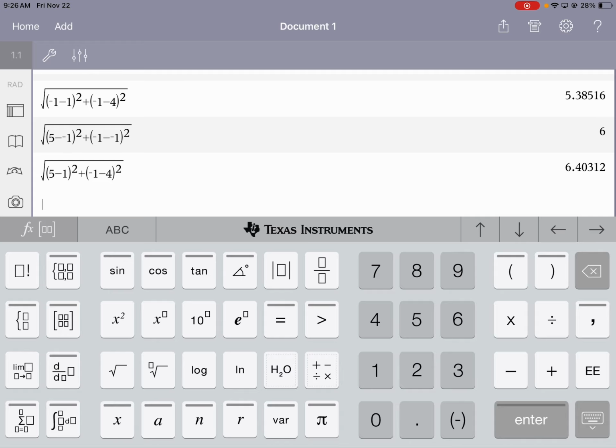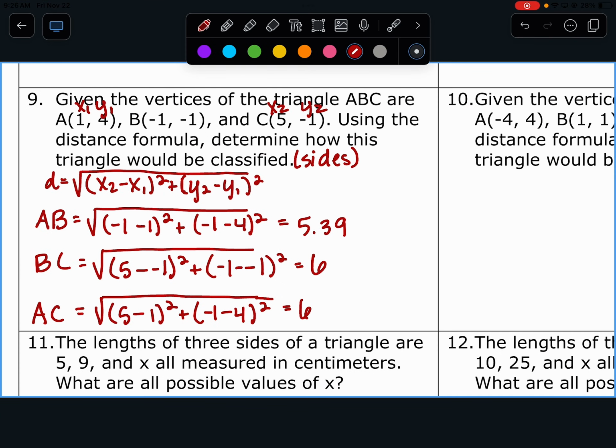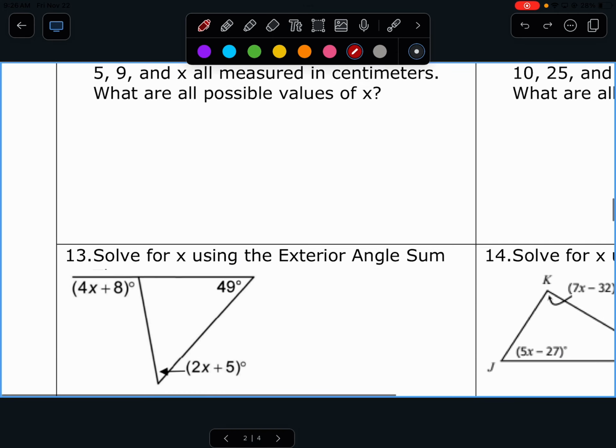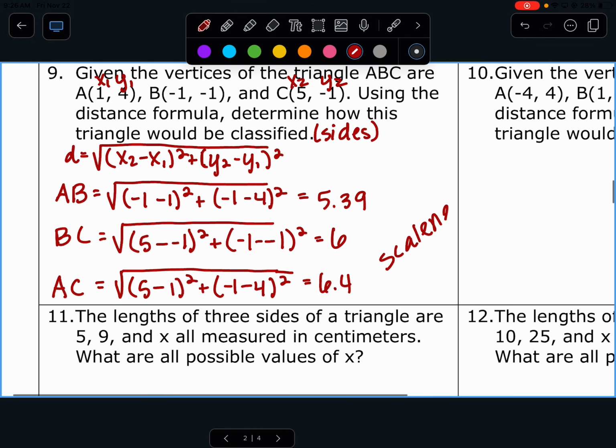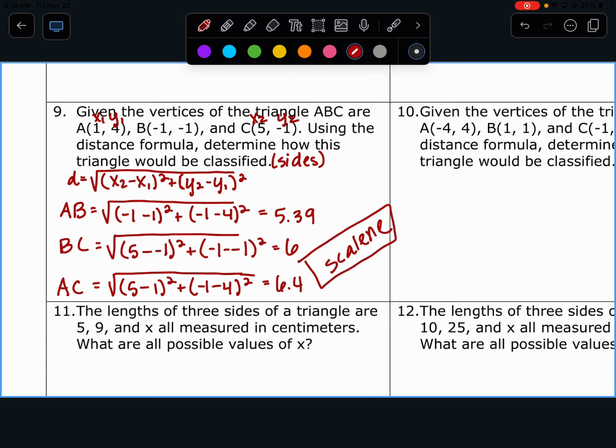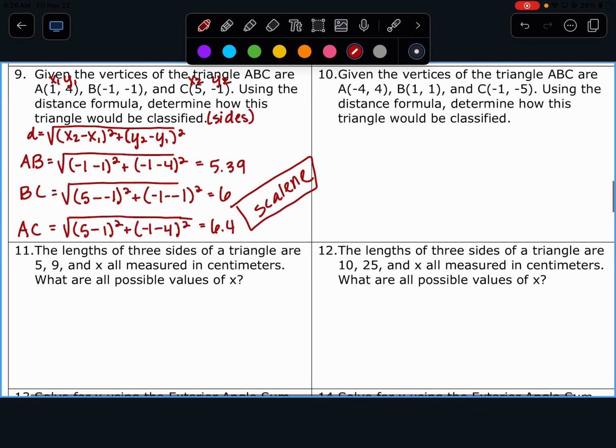Okay, and I get 6.4. All right, so this is scaling because all 3 sides are different. All right, go ahead and try number 10.